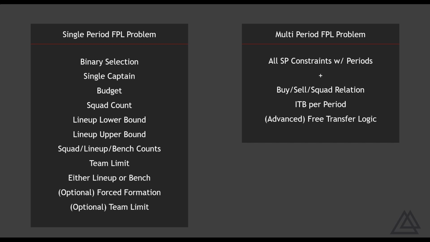So in the multi-period FPL problem, we will be using all these single period FPL constraints, but this time we will be adding them a new dimension. So we will be adding the period, so the game week data into it. So we will be using all these basic constraints that we have built in the previous one, and plus we will have a buy-sell squad relation. So if you buy a player, they should appear in your squad. If you sell a player, they shouldn't appear in your squad.